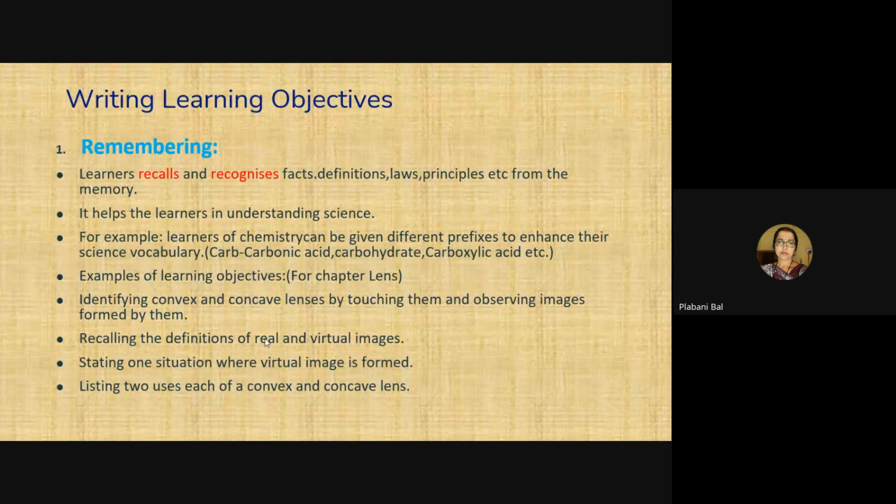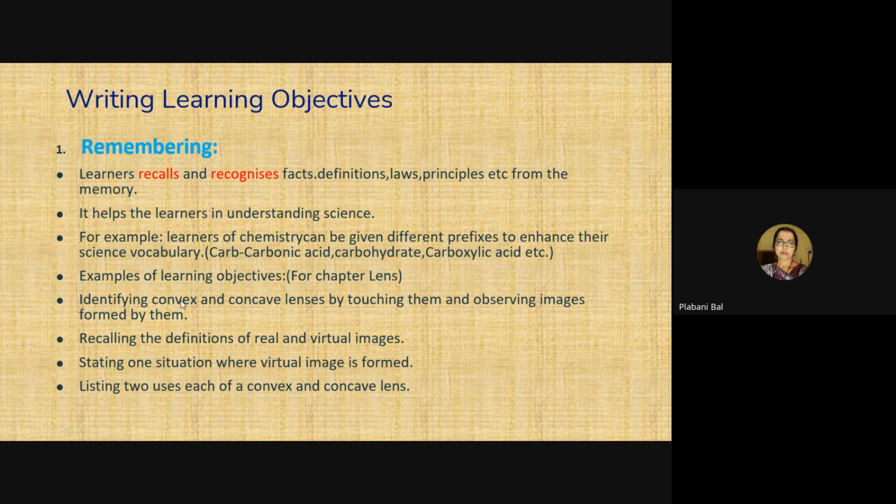So identifying convex and concave lenses. If the child will be able to identify the lens by touching them, here we write a bit specific. When writing an objective, it will be specific. Specifically, it is mentioned here, identifying convex and concave lenses by touching them, and observing images formed by them. If the child can identify by looking at the image formation, that this is a convex lens, this is a concave lens, then we can say that this is the remembering objective.